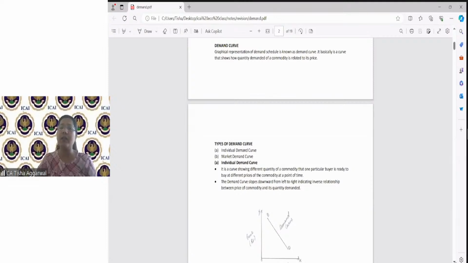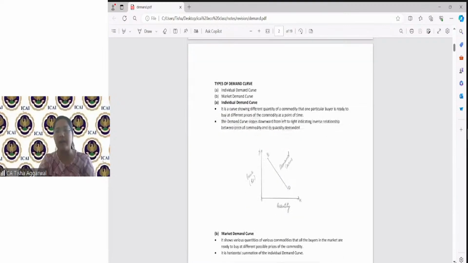Next, we talk about the demand curve. The graphical presentation of the demand schedule is known as the demand curve. Again, the demand curve gets bifurcated into two parts, the individual demand curve and the market demand curve. When I talk about the individual demand curve, whatever the particular price is and what the quantity is, how do we compute the total demand for that particular individual? That's the individual demand.